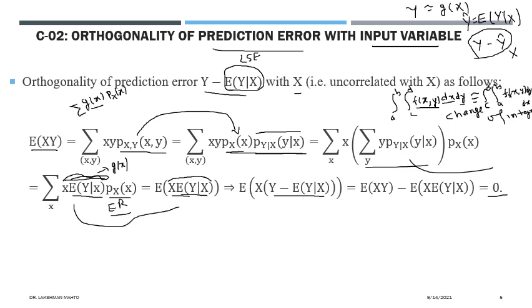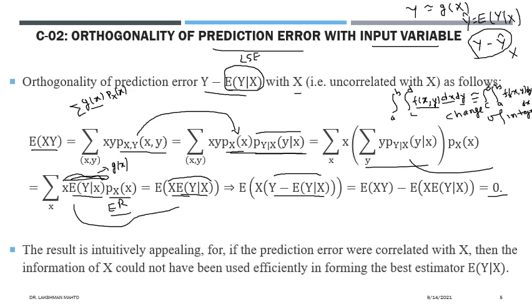In terms of statistics, we are saying x is uncorrelated with the prediction error, and in terms of a deterministic situation, we can say that x is perpendicular to this prediction error. So that is the derivation of orthogonality of the prediction error with the input variable or input attribute x. The result is intuitively appealing, and if the prediction error were correlated with x, then the information of x could not have been used efficiently in forming the best estimator. It is very much intuitive from here.